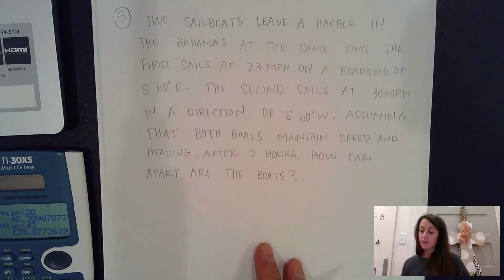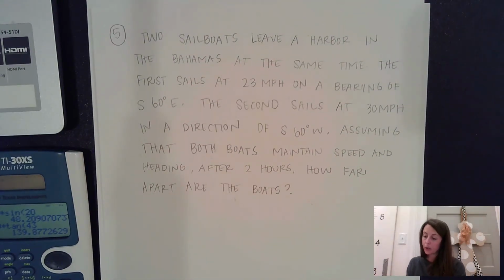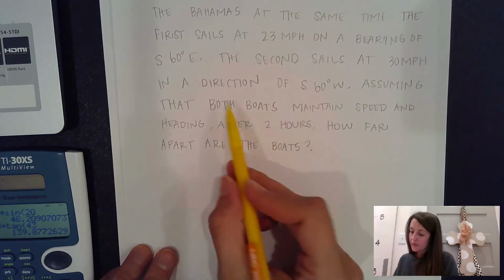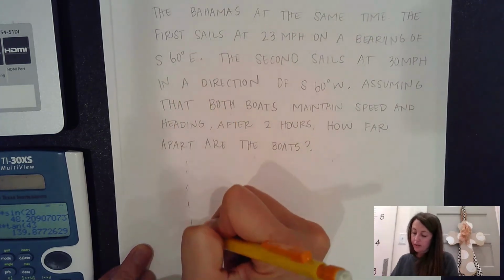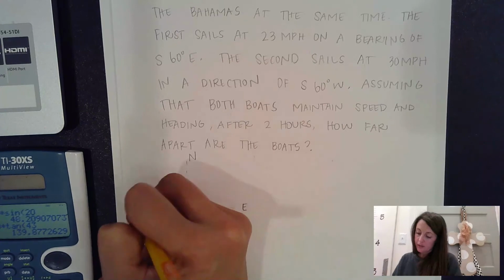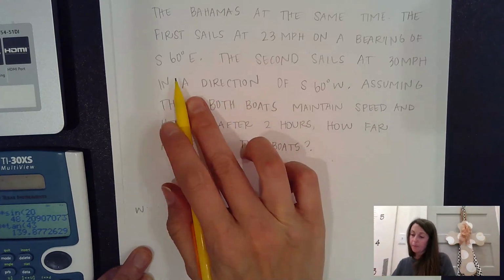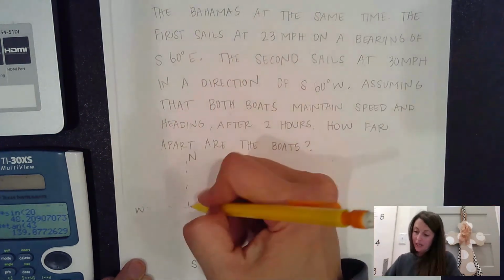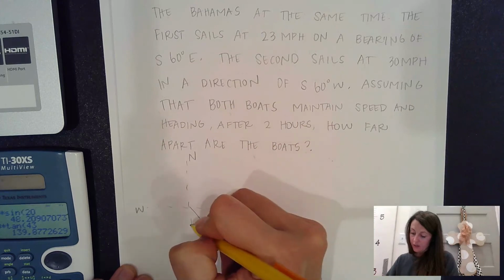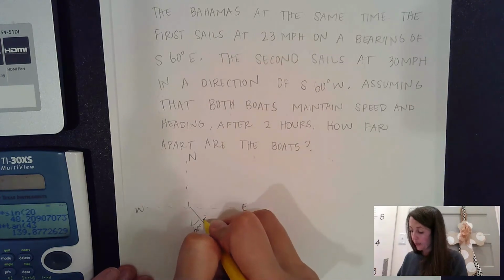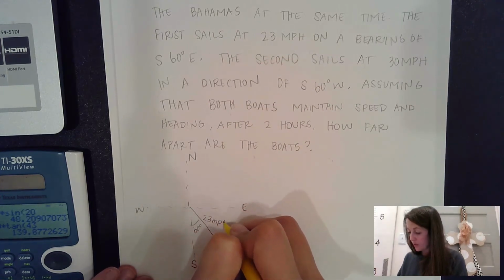All right, so let's look at this one. It says 2 sailboats leave a harbor in the Bahamas at the same time. The first sails at 23 miles per hour on a bearing of south 60 degrees east. So let's draw our north, south, east, and west. Remember, this is at a bearing of south, so we're going in the south direction, and from the south we're going to the east. So this is going to be 60 degrees at 23 miles per hour. So we're going 23 miles per hour in this direction.